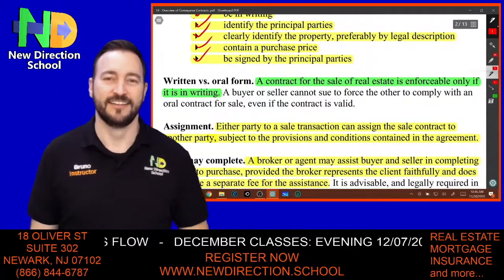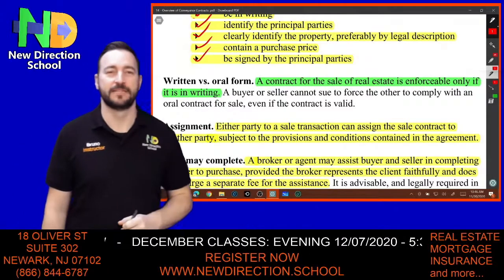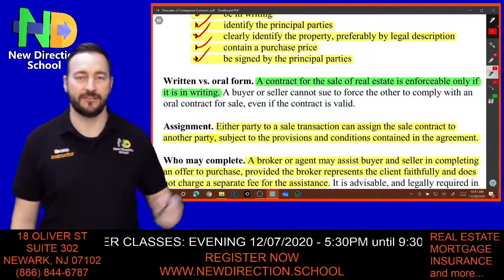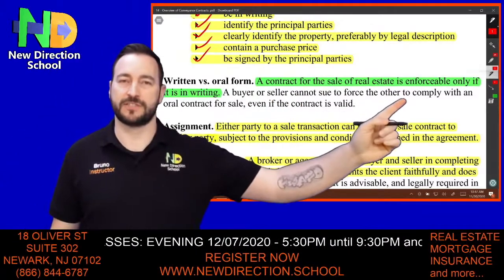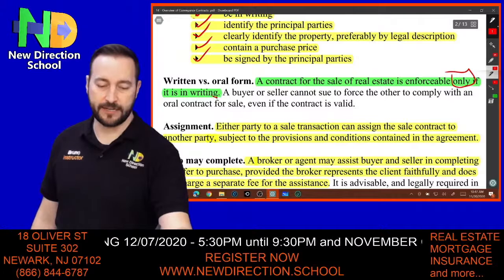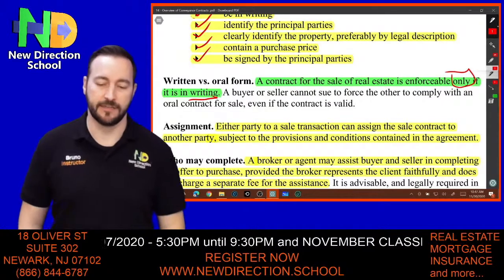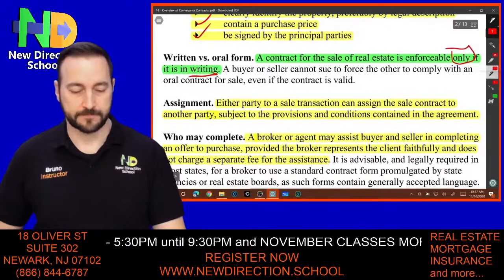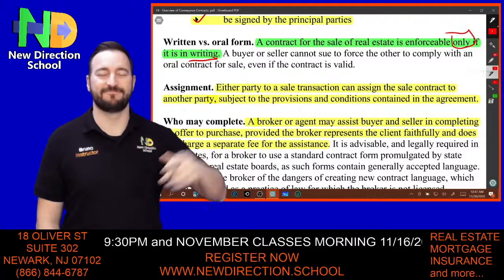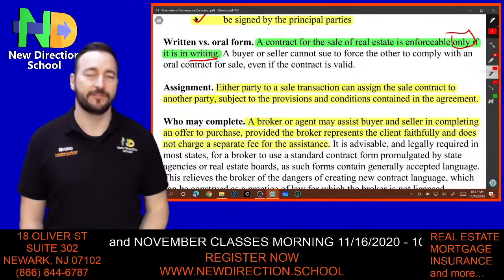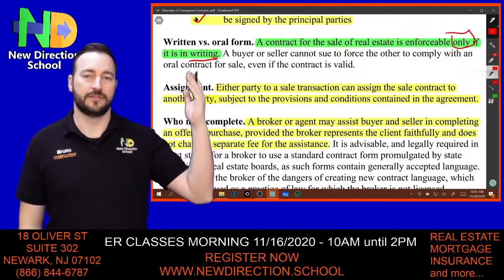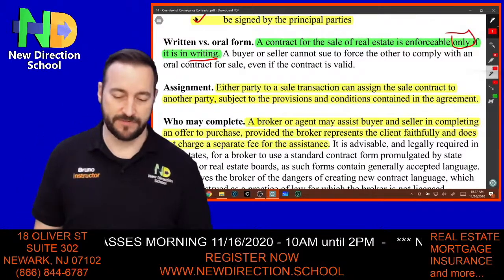All right, next, written versus oral form. As I said earlier, not all contracts have to be in writing, but I have here in green: a contract for sale of real estate is enforceable only if in writing. If it's for the sale of real estate, it must be in writing. It's not that an oral contract is not enforceable. It is valid. It's just tough to enforce, unless we have, you guys remember statute of frauds, clear and convincing evidence of the intention of the parties. Difficult to enforce.